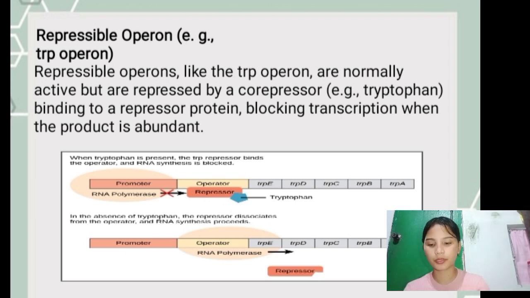One example of this is the trp operon, which encodes proteins that make tryptophan, an essential amino acid found in chicken, fish, eggs, cheese, nuts, etc.